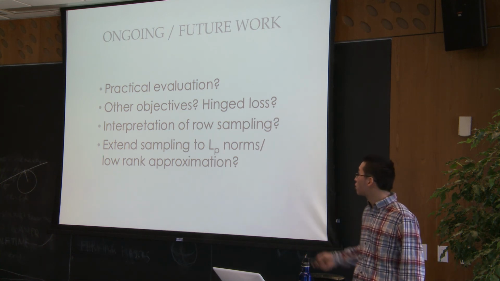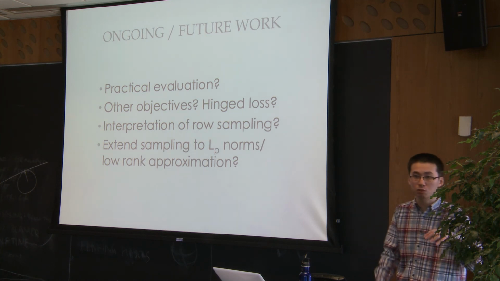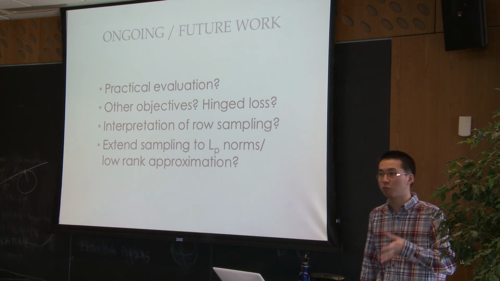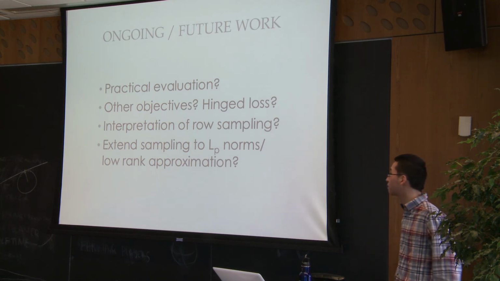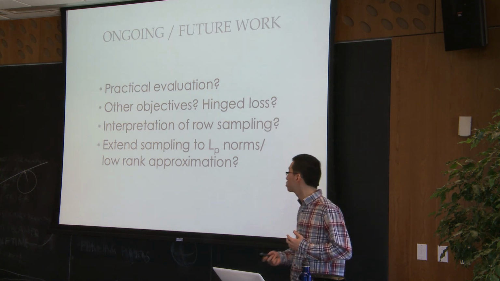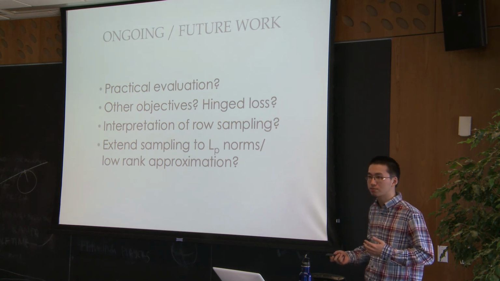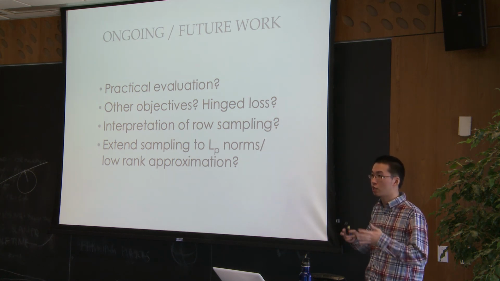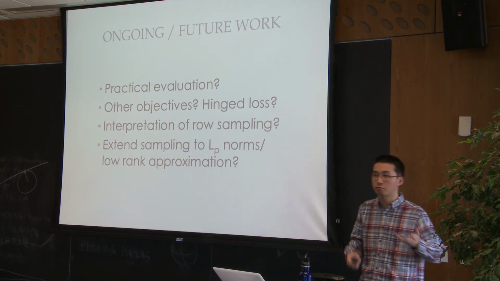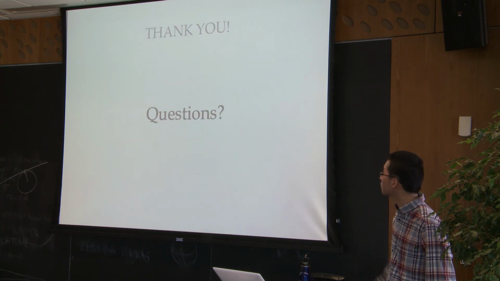Also, as I mentioned, whether we can get an interpretation of the rows we sample from a matrix. We have a very good idea what the probabilities mean now, but can we get some good interpretation of what sampling means that's outside of the spectral setting? Also, can we extend this kind of row sampling approach to Lp norms and also low rank approximation of matrices? So in the case where your matrix is not just skinny, but actually a square matrix, but you know that there's a very good low rank approximation of it, can you extend that to that setting as well? That's all.